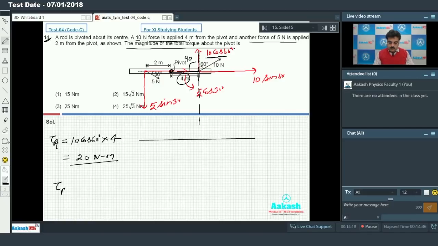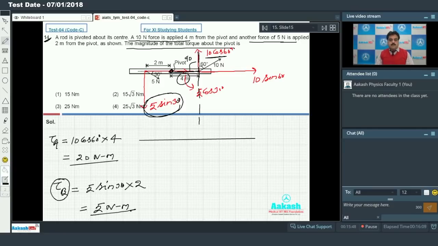And now similarly, if I go for the torque B about the similar point, I take this force 5 sine 30, because we all know torque is calculated by force into perpendicular distance. The second requirement is the perpendicular distance. Similarly, we can draw a line of action along the direction of 5 sine 30. So now I am going to take the torque for B, 5 sine 30 into 2. On solving, we'll get 5 Newton meter, because sine 30 will cancel out with 2.